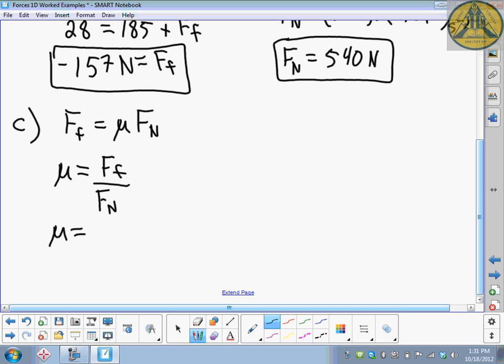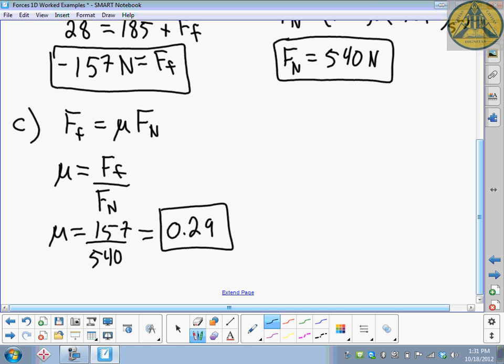So putting our values in, we always use the magnitude of the force of friction, so it's going to be positive 157, and the magnitude of the normal force, positive 540. That's going to give us 0.29 for our coefficient of kinetic friction.